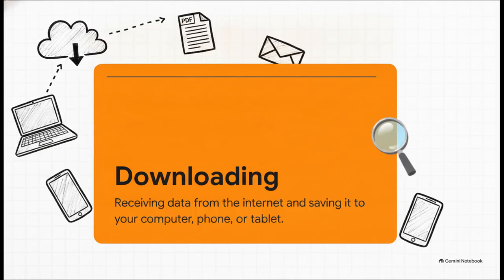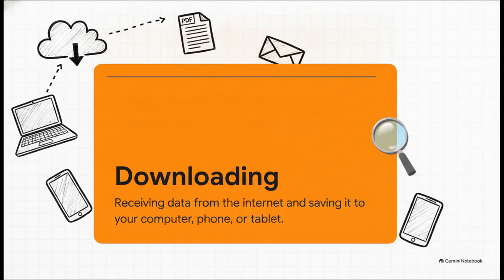Downloading is what you do when you save a PDF module from Google Drive, grab a tax form from a government website, or save an email attachment from a coworker. You're receiving data from the internet and saving it directly to your computer, phone, or tablet. The absolute greatest benefit here? Independence. Once a file is fully downloaded, you no longer need an internet connection to look at it because a copy now lives safely in your own personal hardware vault.